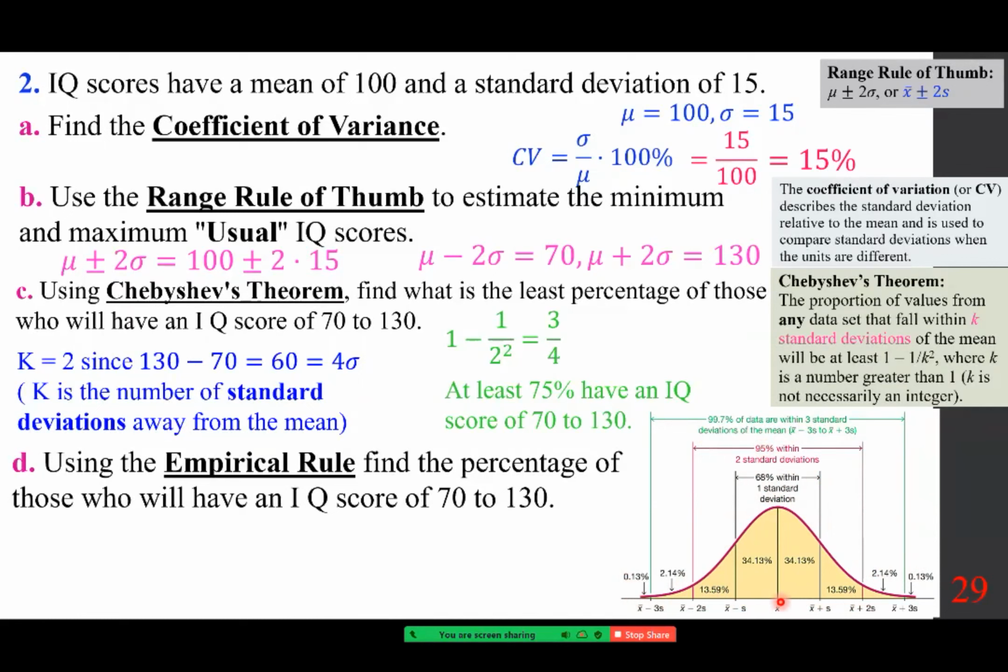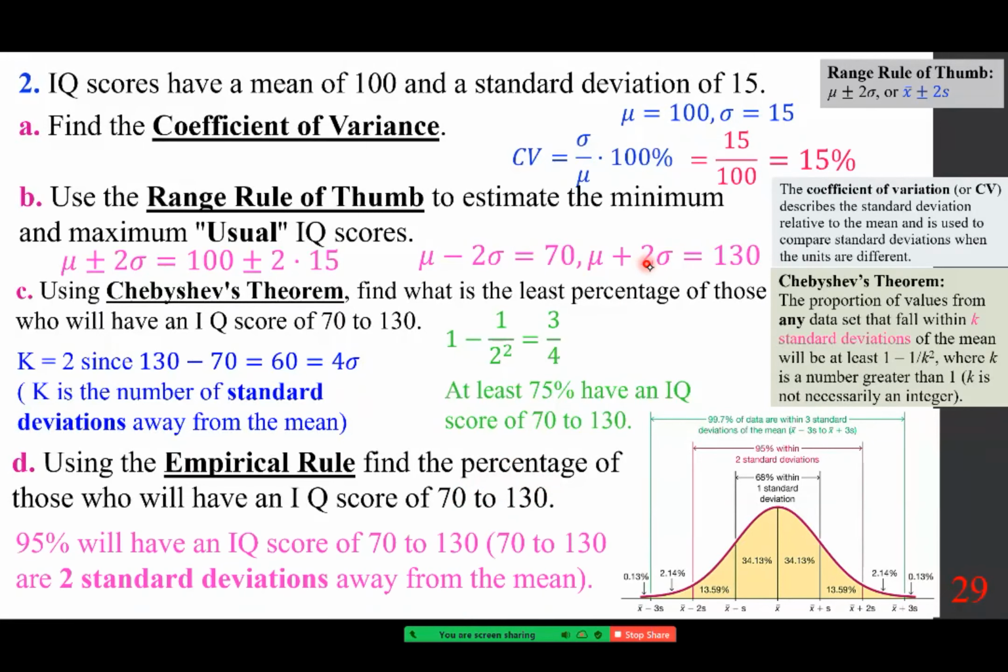But if we start from the mean and we go 3 standard deviations on each side, then it covers almost everything, 99.7% of the data. We know from 70 to 130 corresponds to 2 standard deviations on each side. Therefore, it covers 95% of the data.